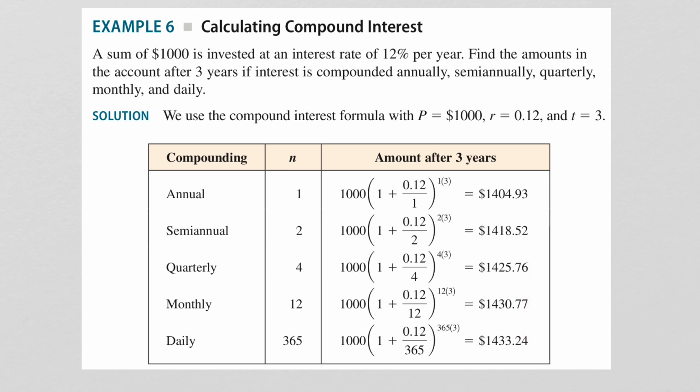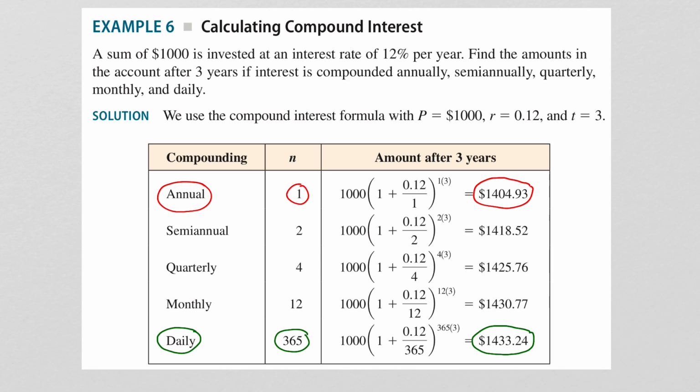Now, what I want you to notice is not the specifics of all these numbers, but I want you to notice that all of these numbers are generally pretty close to each other. They're all around $1,400. Now, I do also want you to notice that you get the most amount of money when you compound the most number of times per year. In this case, that's daily, right? $1,433.24. And you get the least amount of money when you only compound 1 time per year, and that's $1,404.93.